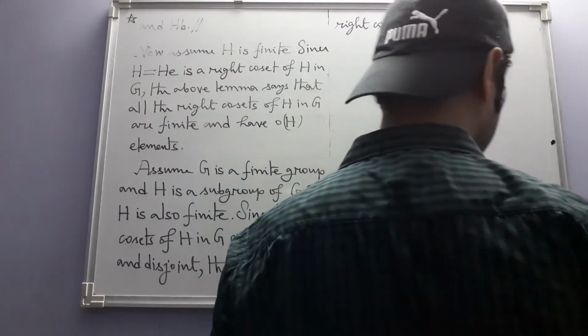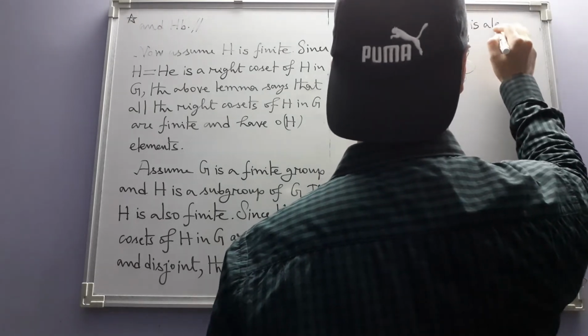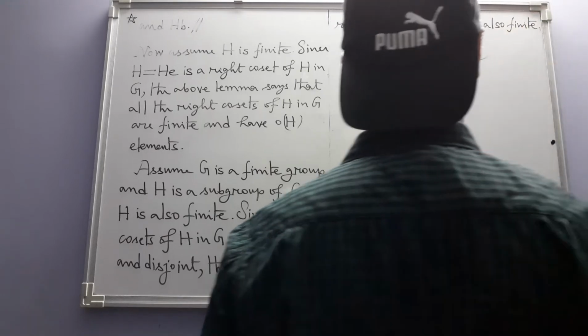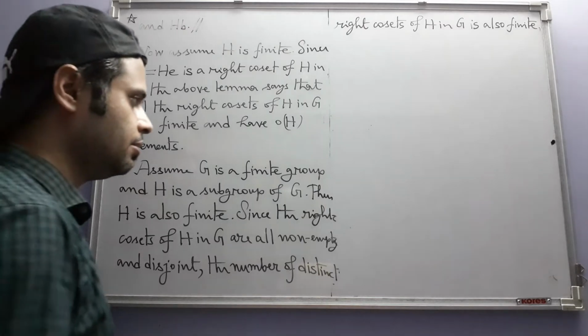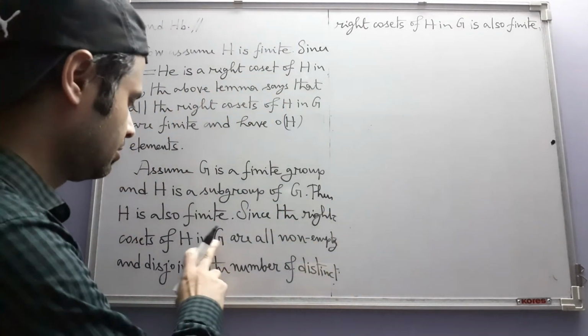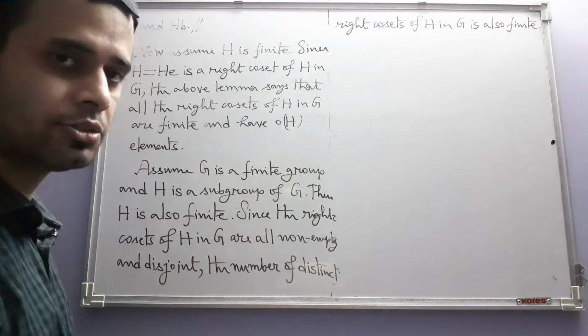Instead of writing future tense, is also finite. Why? Because you see, by the way, how are we concluding that the right cosets of H in G are non-empty and disjoint?